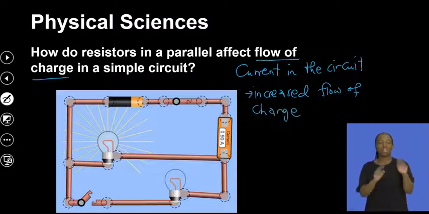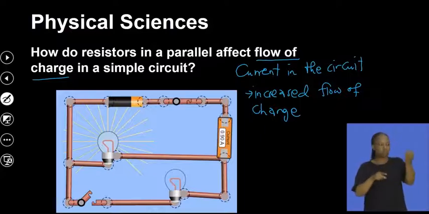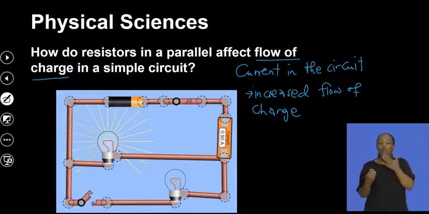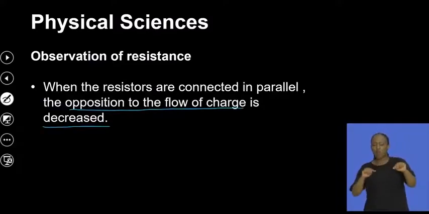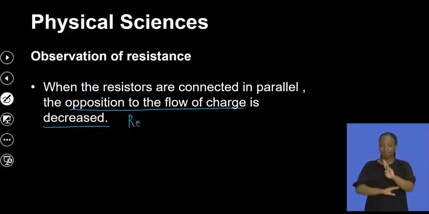So this flow of charge, we've agreed that it's current. In other words, we are saying that connecting more resistors in parallel actually increases the current in the circuit, because we noticed that there's increased flow of charge by adding another identical resistor in parallel, okay? So the observation is that when resistors are connected in parallel, the opposition to the flow of charge is decreased. What is this opposition to the flow of charge? The term that describes that is actually resistance, okay?